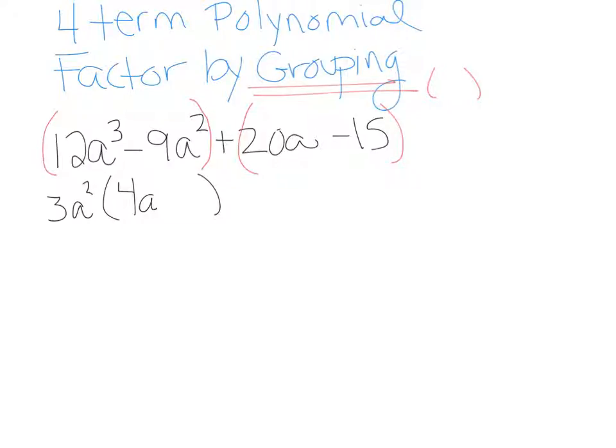I'm putting my negative here. And 9 divided by 3 is 3. And a squared divided by a squared, well, that's a to the 0, so it just cancels that out, because anything to the 0 power is 1. So we're going to put 3 here.